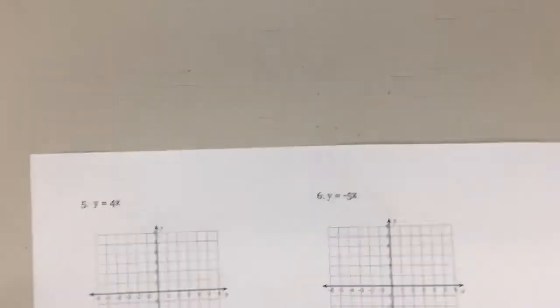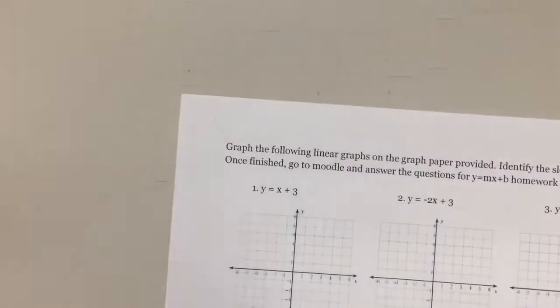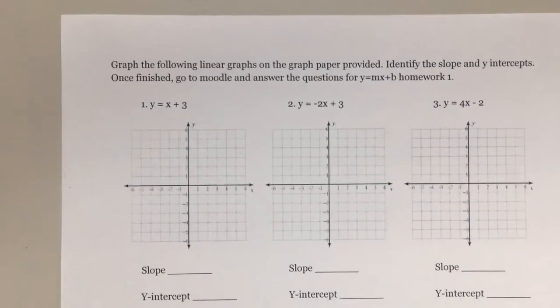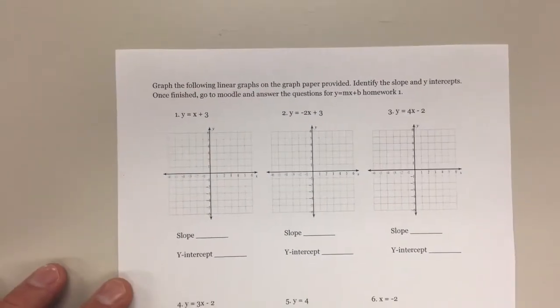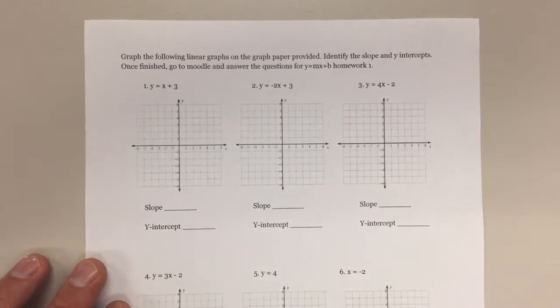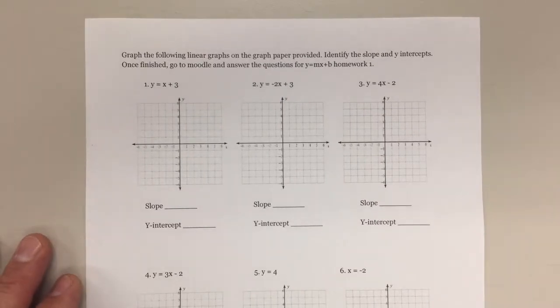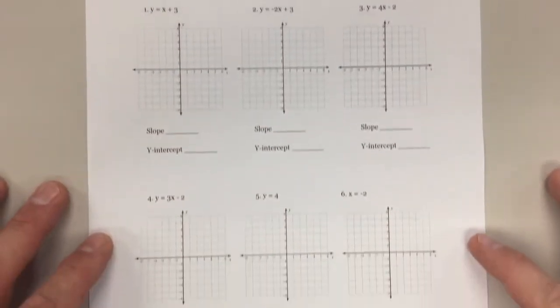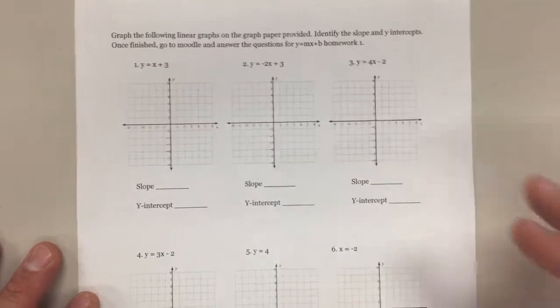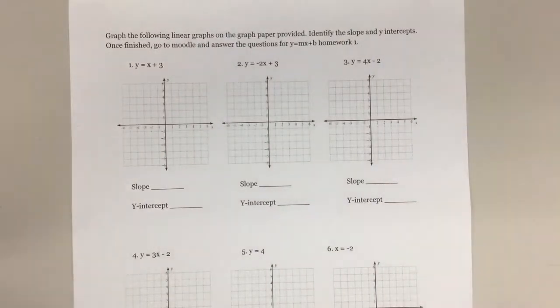Once you get to the end, on the last page, it says, graph the following linear graphs on the graph paper provided. Identify the slope and y-intercept. Once finished, go to Moodle and answer the questions for this homework. These 6 questions are the homework, so you could do it on here and then go to Moodle and enter your answers. Again, if you have any questions, please raise your hand and I will come help you.